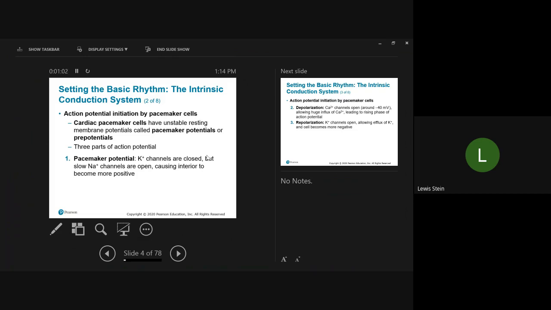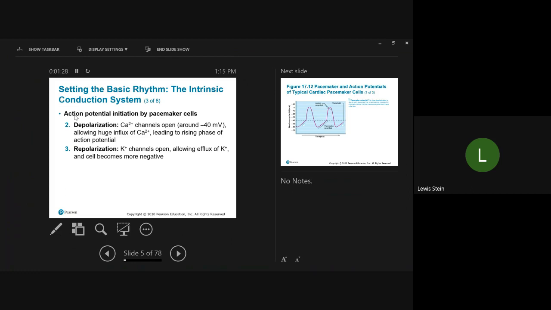So in a pacemaker potential, potassium channels are closed, but the slow sodium channels are open, and effectively they're leaking in additional sodium. So as soon as it reaches its nadir, the bottom, it starts to work its way back up. There's no leveling off or resting membrane potential per se.